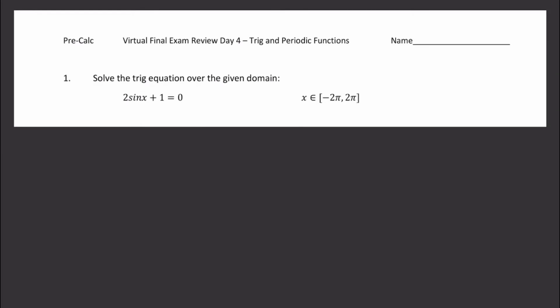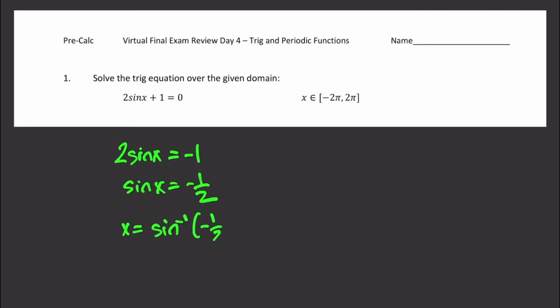All right, so starting with question 1, we've got a trig equation here. The goal is to isolate the trig function, so I'll subtract 1 and then divide by 2. So we've got sine x equals negative 1/2. Solving for x, it's going to give us inverse sine of negative 1/2.